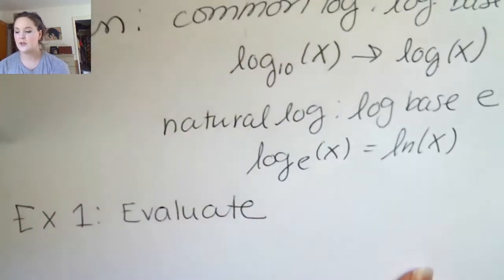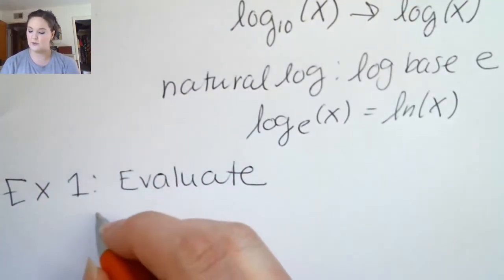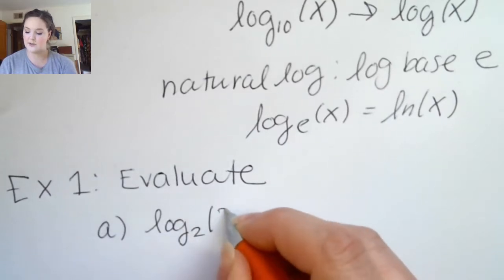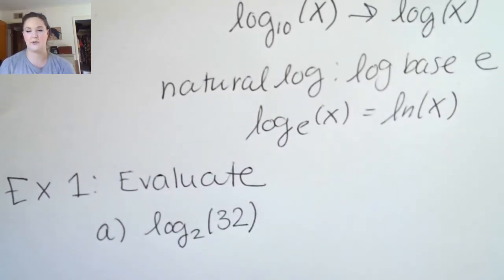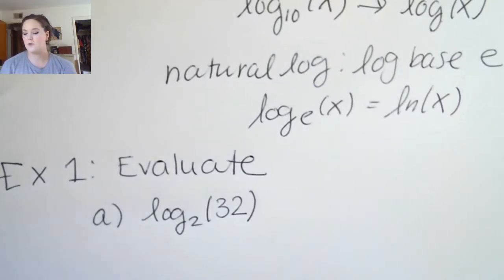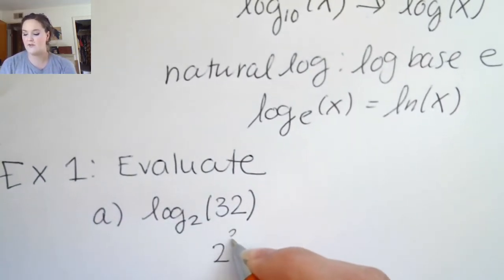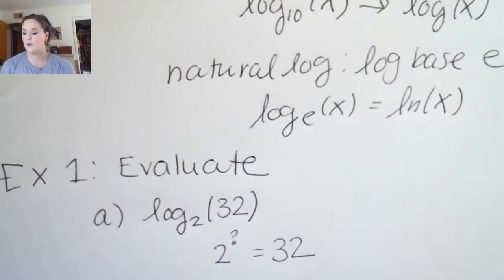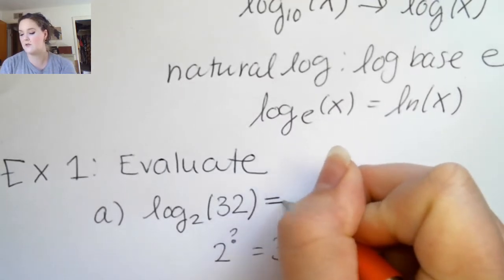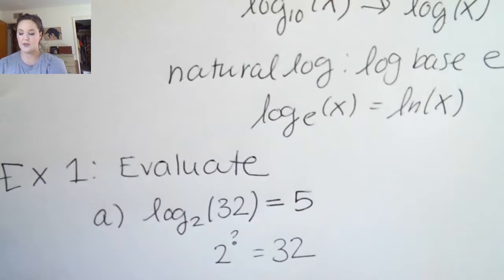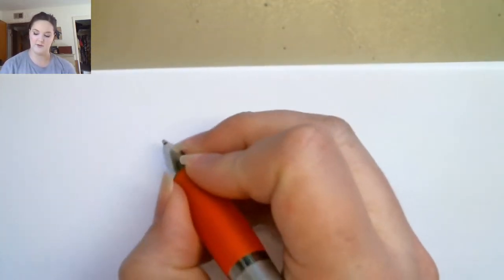Okay, so we're just going to evaluate some logs. We'll do one easy one so you remember how to do it, and then we'll do some ones that are more up to the level that we're looking for here. Okay, so we have log base 2 of 32. So remember the question you're asking yourself is what exponent of 2 is 32? Well, we know that 2 to the 5th is 32, so our answer is going to be 5. Okay, so that's the idea. So let's look at some examples that are maybe a little bit more difficult than that.